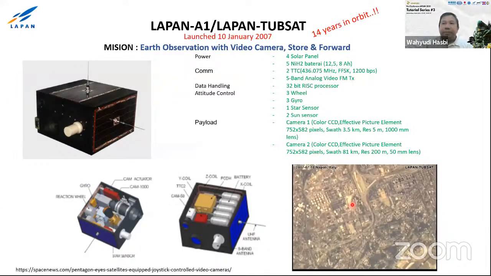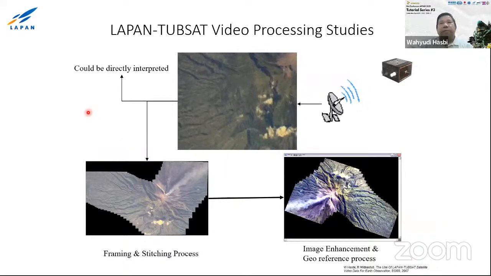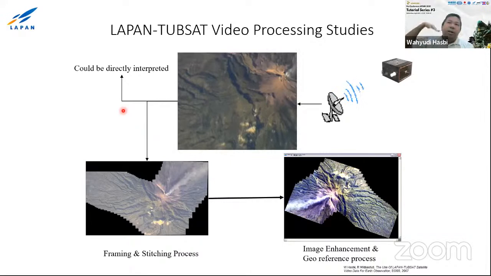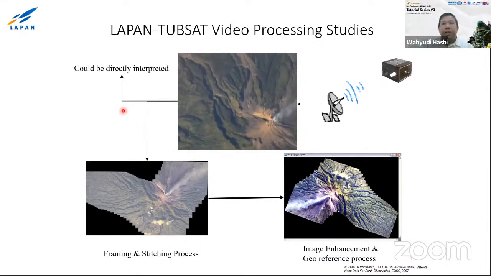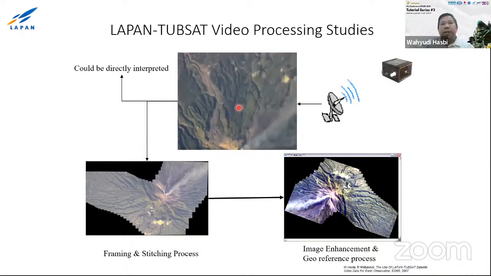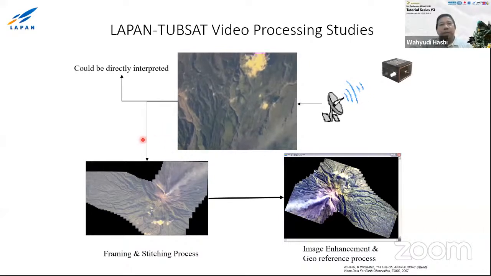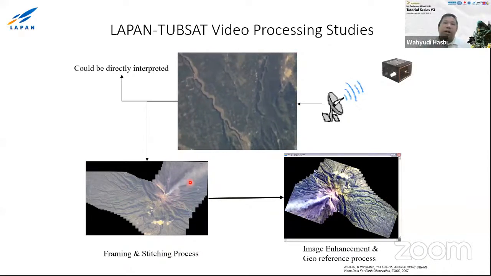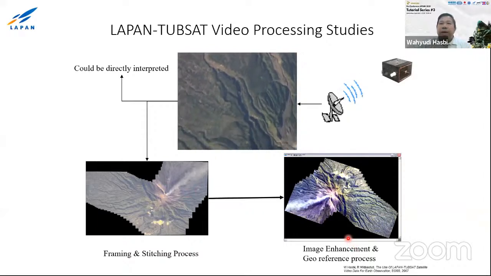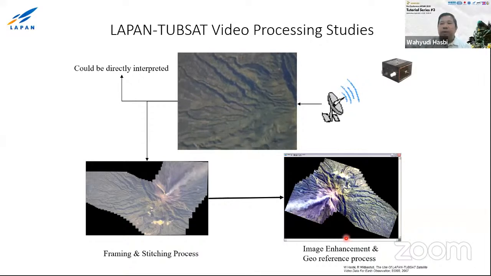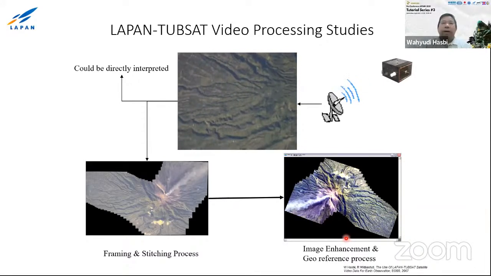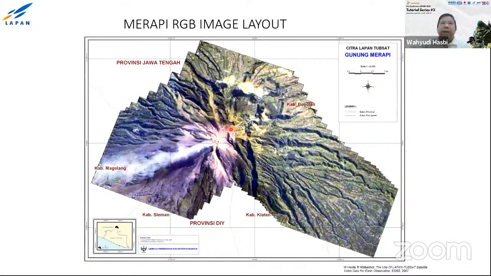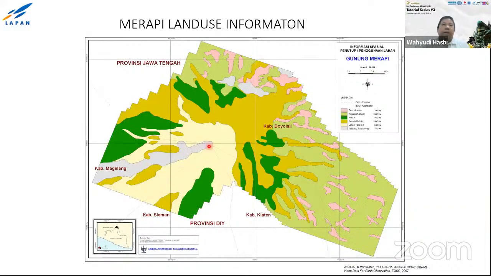And then this is another sample of video. You can see how we are getting the video image of Merapi Mountain in Java. And then from this video, we process the video to become an image. So we make a technique of framing and stitching process, so that we can have a large area of imaging like here. And then we make image enhancement and also georeference process for that. And then we will have this kind of image, this Merapi area, and by having this image, we can make land use information out of it, right?